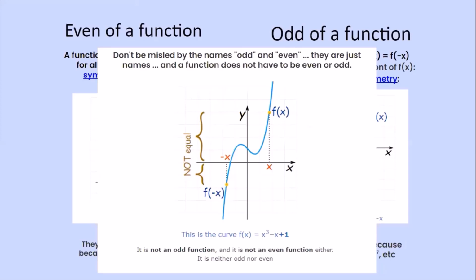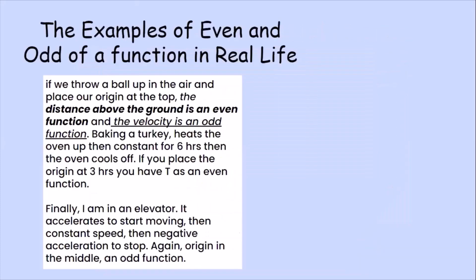This is the curve. The function f(x) equals x to the power of 3 minus x plus 1. It's not an odd function, and it's not an even function either. It's neither odd nor even. Now, both even and odd functions in real life.